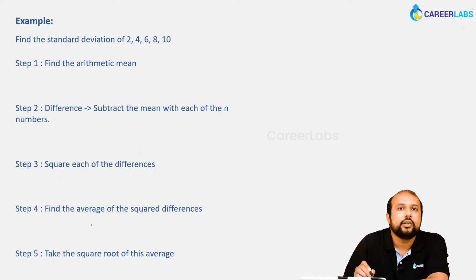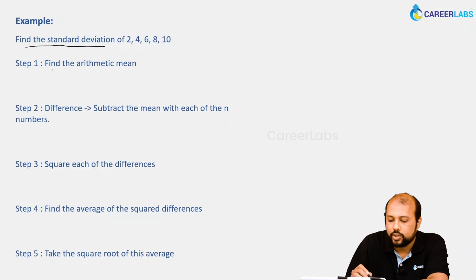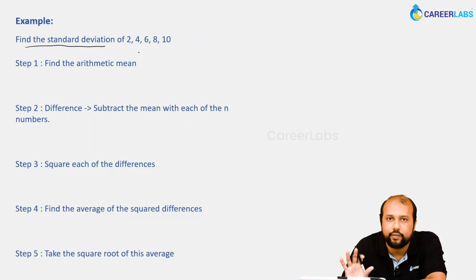Okay. So now you see an example here. Find the standard deviation of 2, 4, 6, 8 and 10. So step 1 is finding the average of this. I have taken a list which is convenient for us to find the average, that is, an evenly spaced list. But whatever it is, whether it is an evenly spaced list or not, the steps will not change, the same 5 steps to calculate standard deviation for any given list or a series.